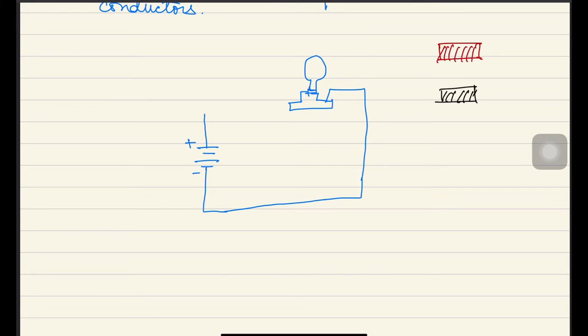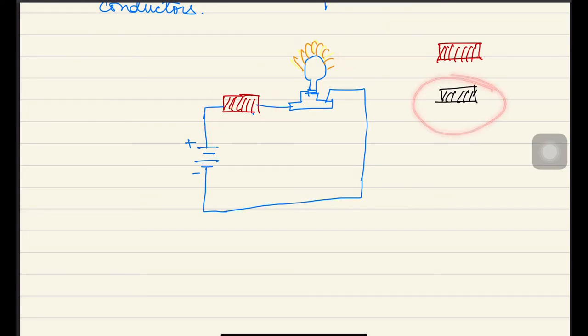First of all, I'll attach my conductor and check what happens. I'll place my conductor here, connecting it with a wire from one end and another wire from the other end. In this case, the bulb will glow. From here I see that the current is being passed through this conductor, so the bulb is glowing, which means this is the conductor.